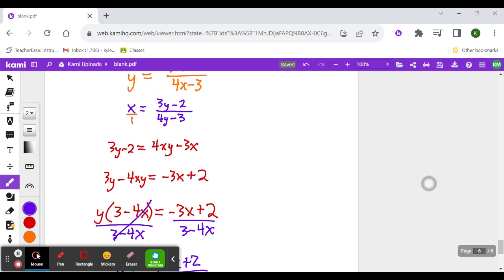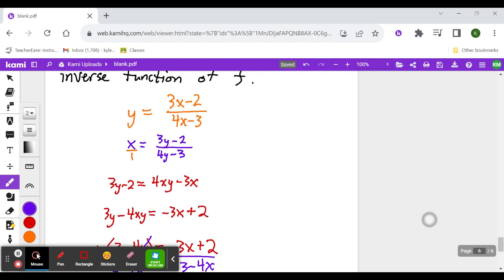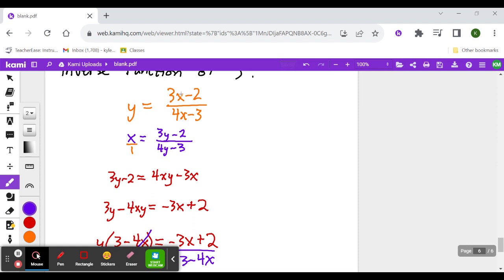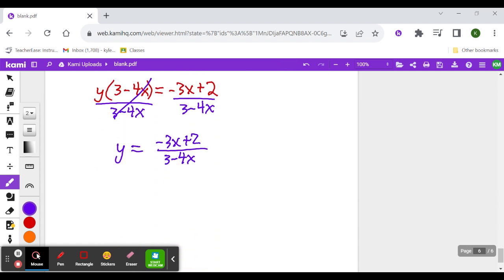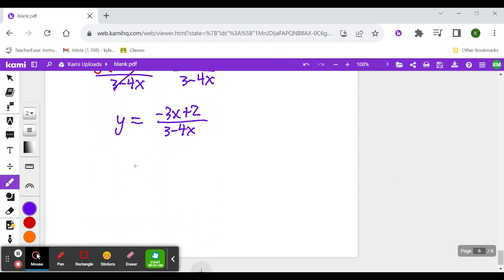If you wanted to format to match the original question, you might put the x terms in the front in your final answer here. The inverse function would be (negative 3x plus 2) over (negative 4x plus 3). That would be your inverse function of f.